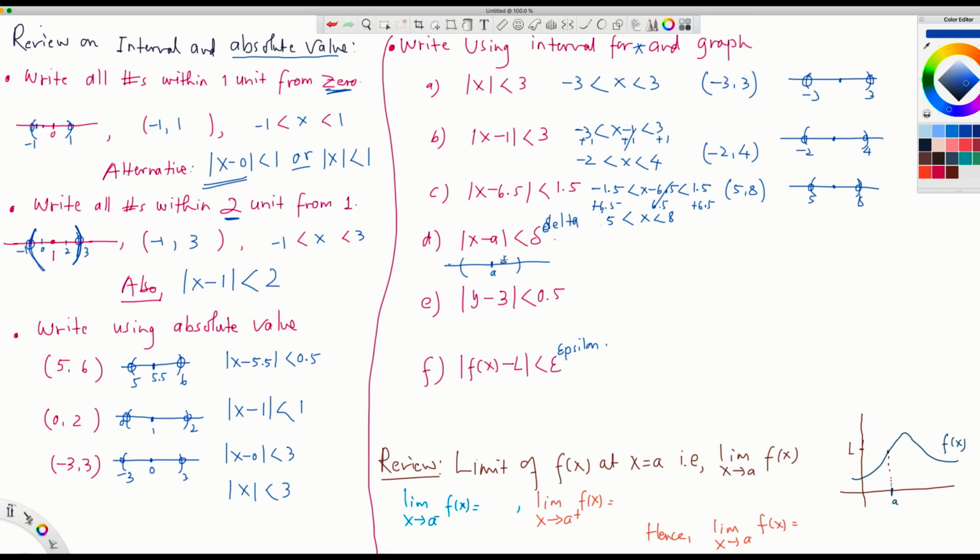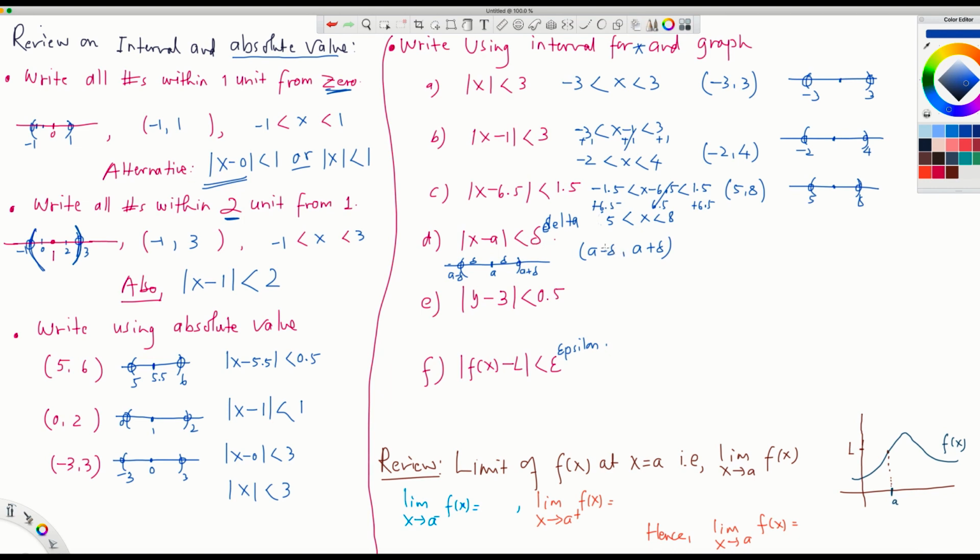So this distance is delta. This distance is delta. So on the left side, it is A minus delta. This point is A minus delta, right? And then this point is on the right side, so A plus delta. So how do you write using the interval notation? That will be A minus delta to A plus delta. This is the interval notation for that.